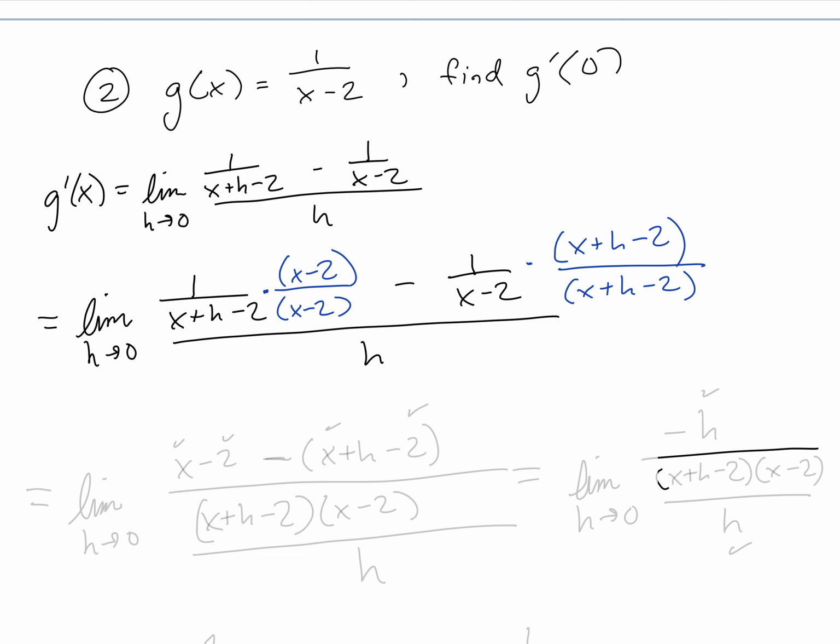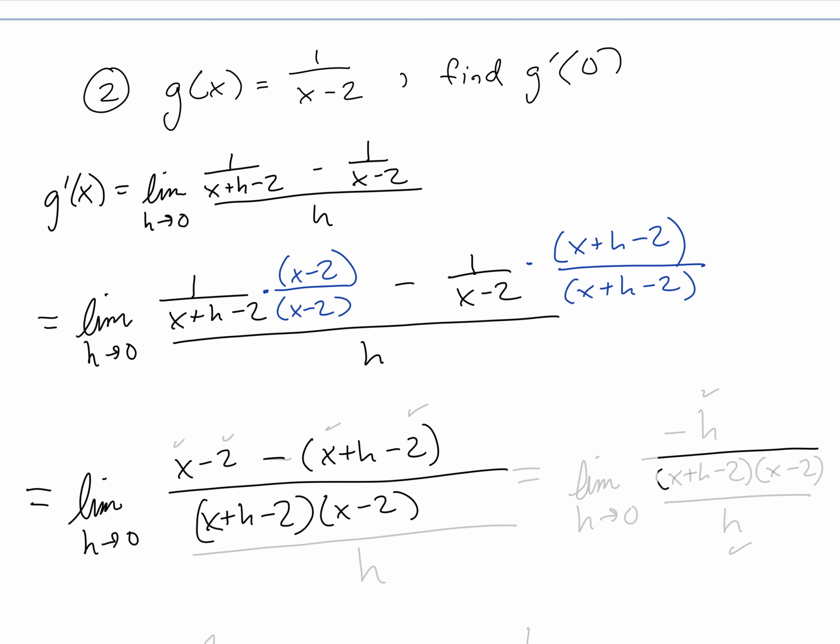And so now I can simplify or distribute. I've got the limit as h goes to 0 of x minus 2 is the first numerator, and because they both have the same denominator of x plus h minus 2 times x minus 2 now, I can combine them into a single fraction. So that's x minus 2 minus x plus h minus 2.